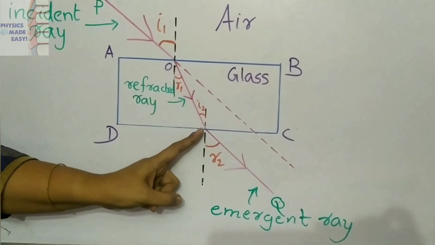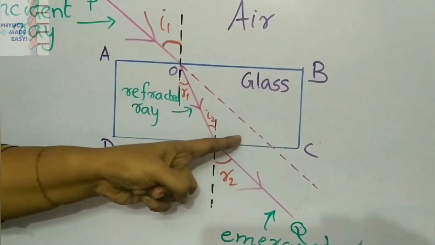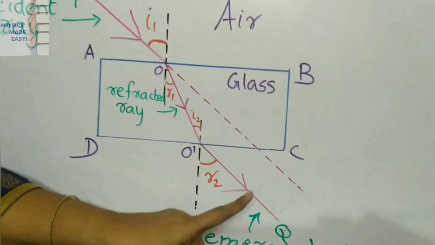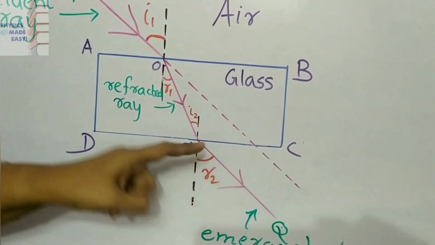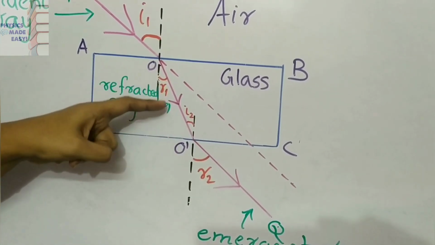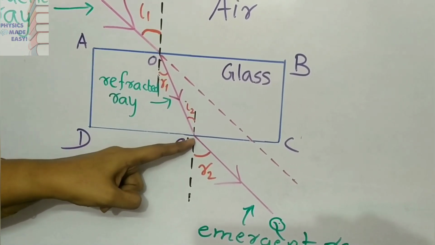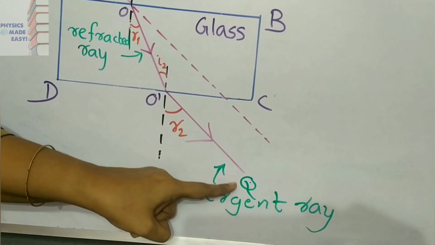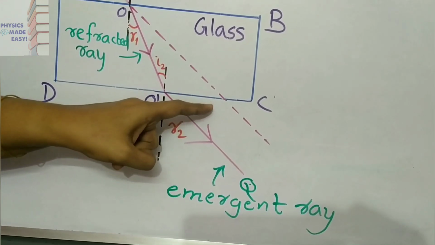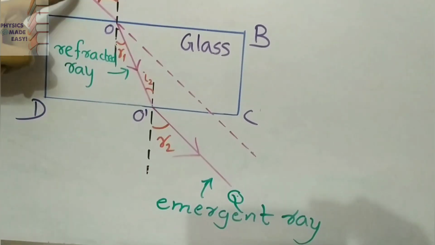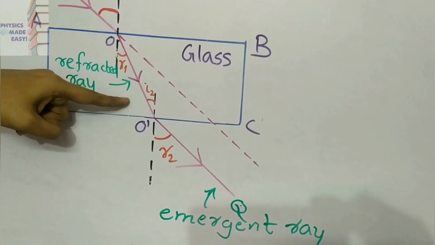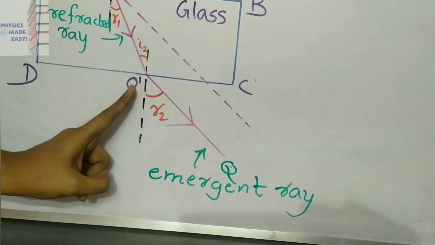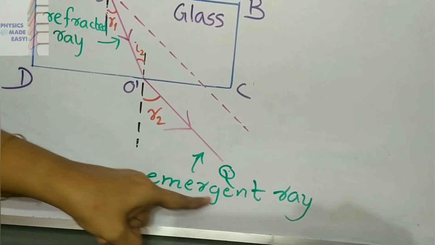Here we can say this O dash is the point of incidence at the interface CD of this glass and the air. Here air is there. The ray is coming out from the glass slab into the air. So here we can call this O dash Q. You can see O dash Q as the refracted ray here. But if you are considering that the ray is entering into the glass slab and then emerging out from the glass slab, we can call this O dash Q the emergent ray.